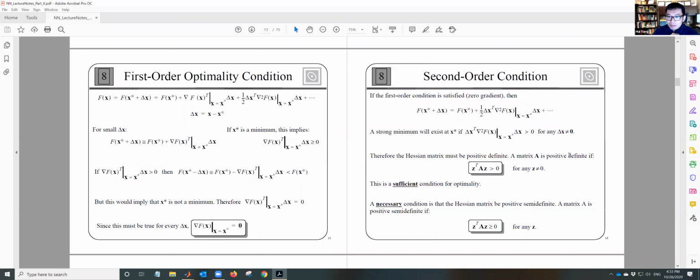A matrix is positive definite if Z transpose A Z is greater than 0. That means this part has to be greater than 0. So this Hessian matrix must be positive definite. This is a sufficient condition for optimality. A necessary condition is that the Hessian matrix be positive semi-definite. A matrix is positive semi-definite if this part is greater than or equal to 0 for any z.